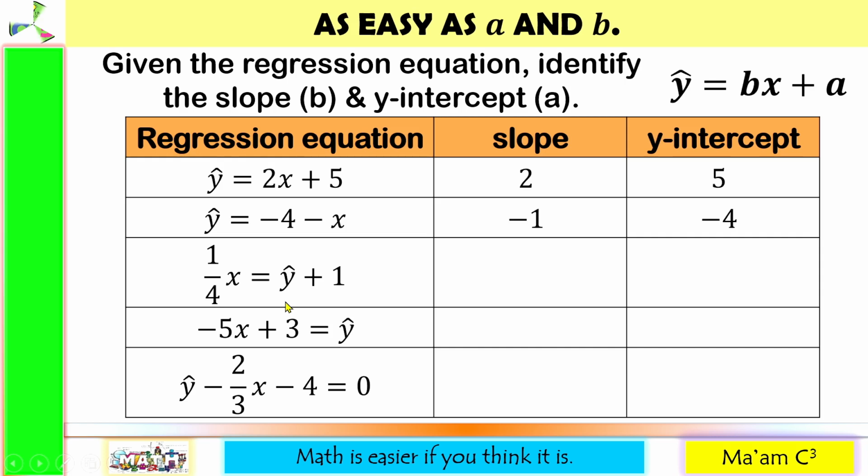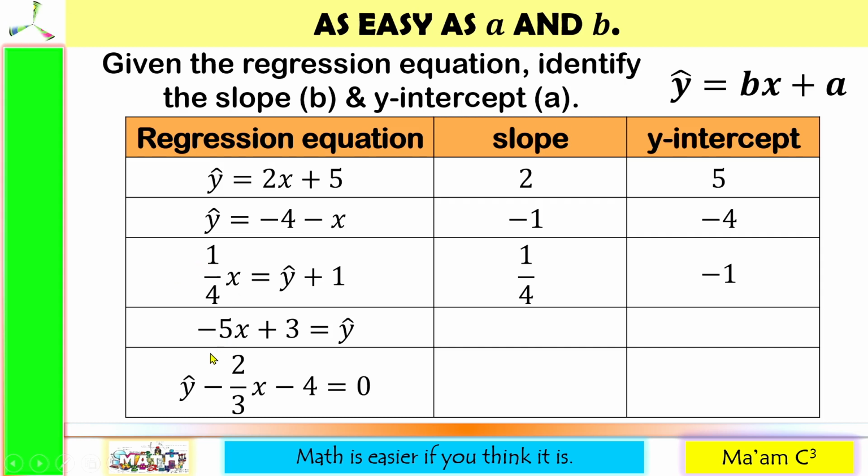The term containing x is this one. The numerical coefficient is 1/4. This will be our slope. And since we move positive 1 to the other side, our y-intercept will become negative 1.